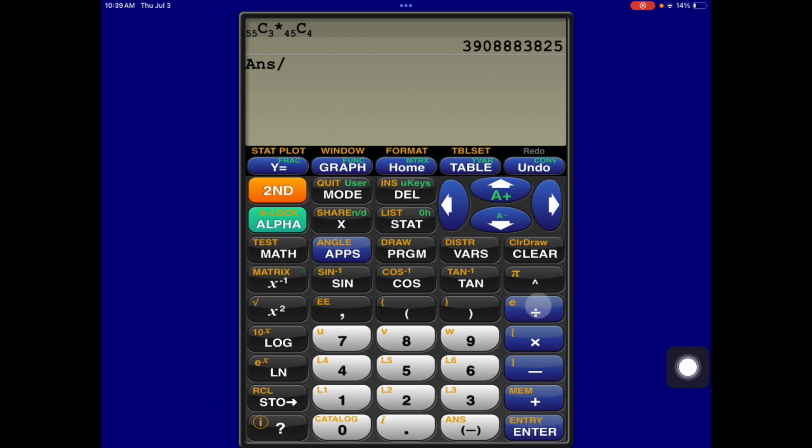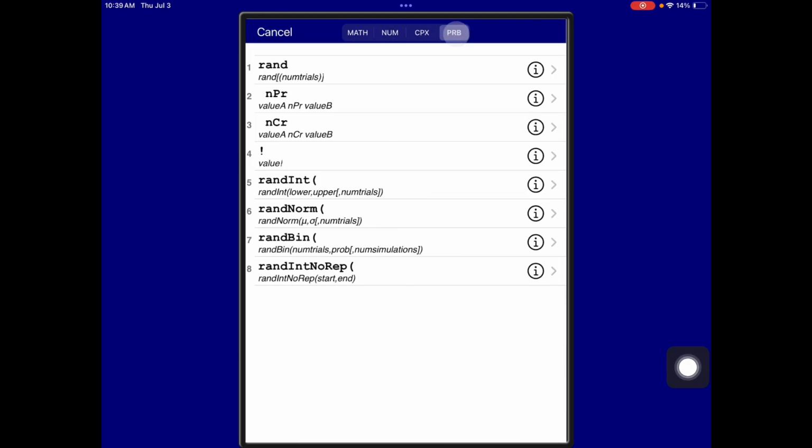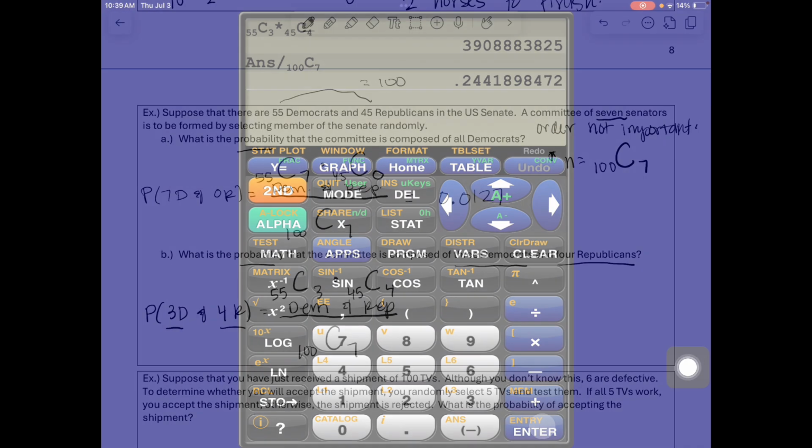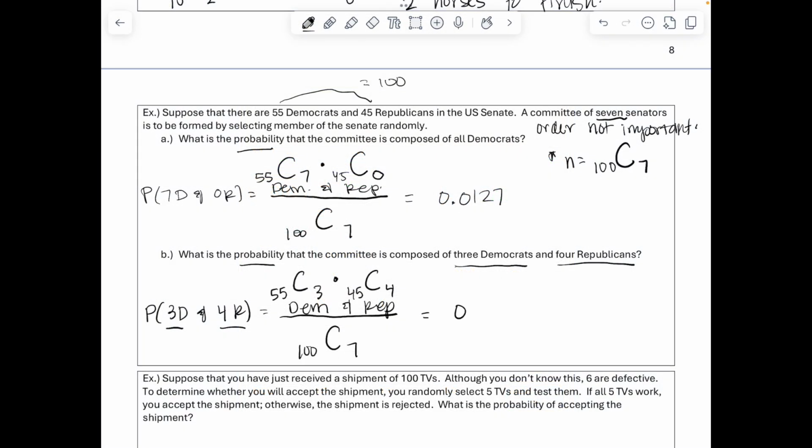I am then going to divide that. Ans is pulling that answer from right up above. I'm going to divide by 100, go to math, probability, nCr again for combinations, and then 7. Select enter, and we get our probability. From the graphing calculator, rounding to 4 decimal places, we get 0.2442.